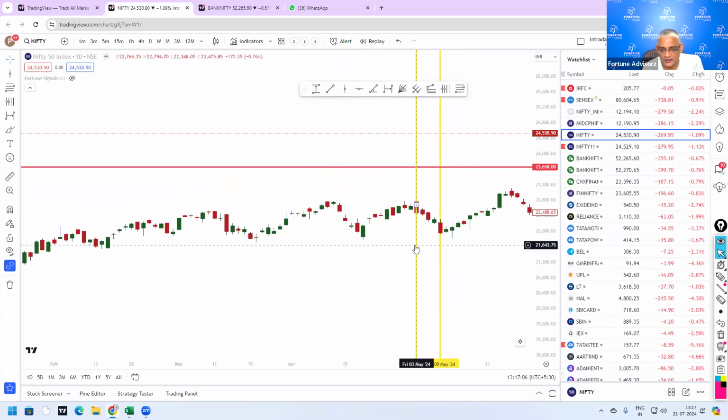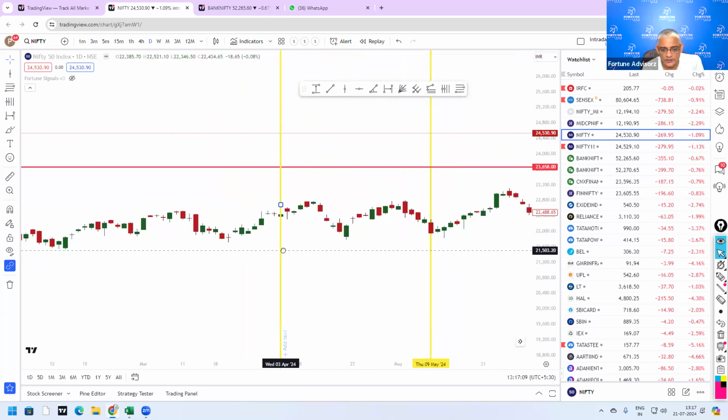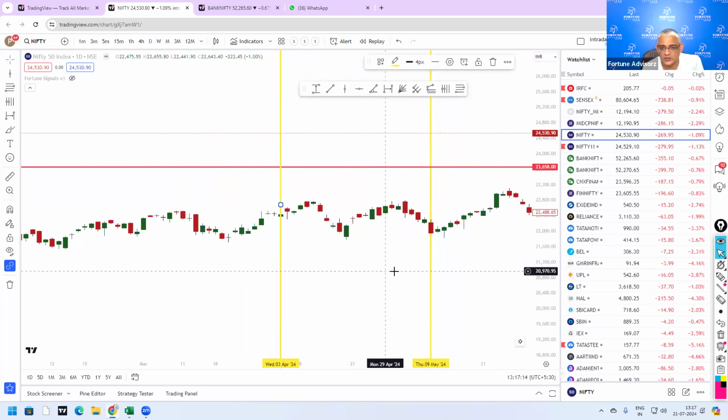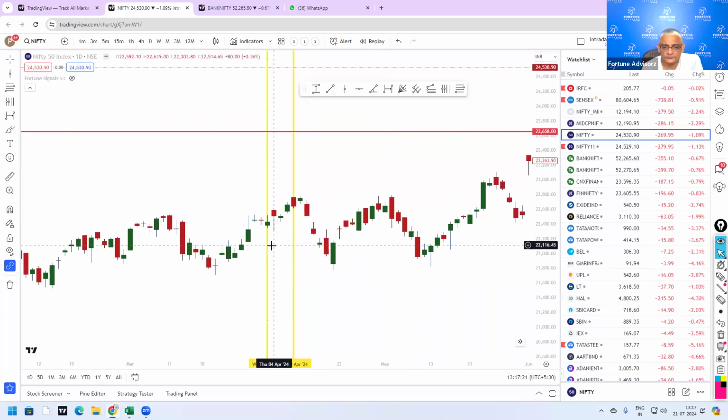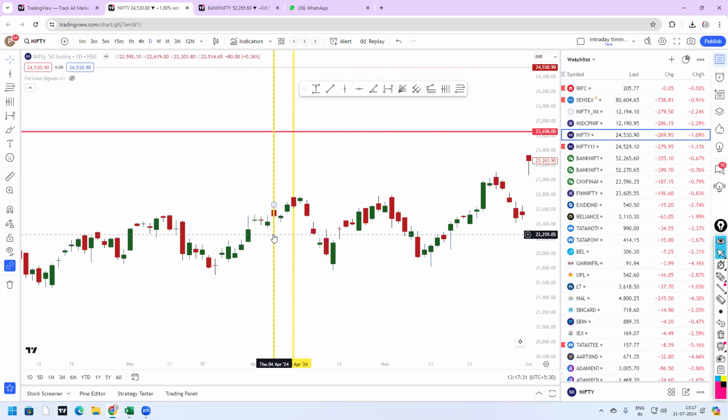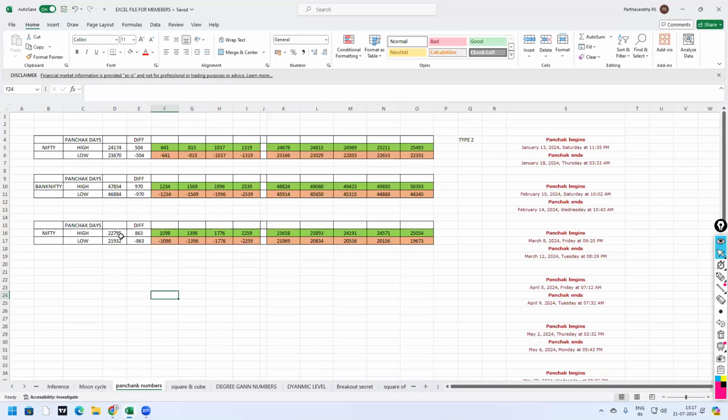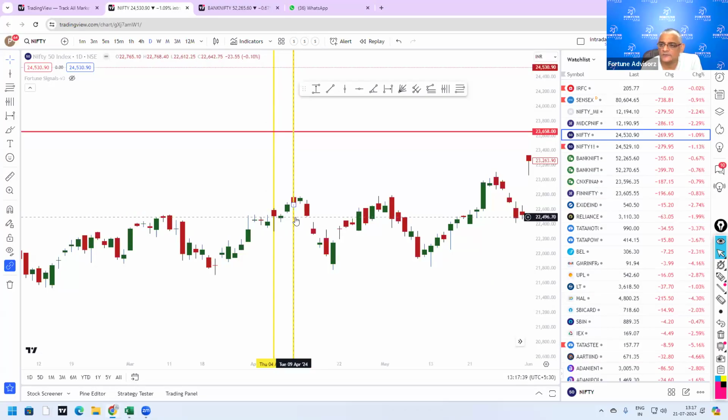Now let's go to April. April 1, 2, 3. So now this is the low. And if you go to 9th, this is the high. So now, what is the low here? Within that 9 candle, the low happened on 4th of April. What was the low? 22,303. And what was the high? 22,768.